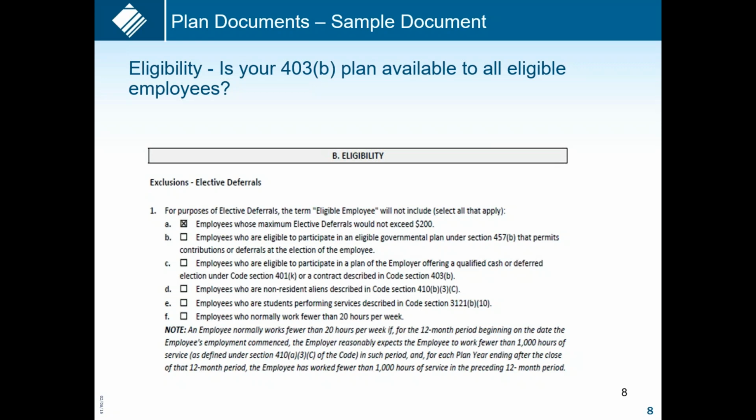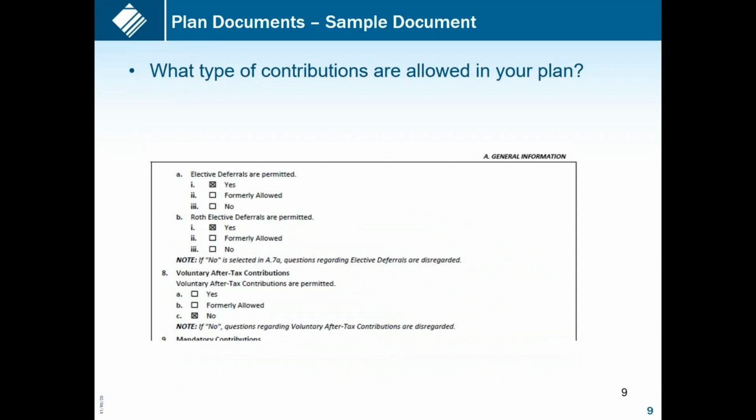All provisions will be listed, but the ones with an X in the box next to the provision are the ones that apply to your plan. What type of contributions are allowed in your plan? Does your plan allow for Roth or employer non-elective contributions? We can find this by looking at Section A, General Information. There will be, again, an X in the Yes box if your plan allows for these types of contributions within the plan.